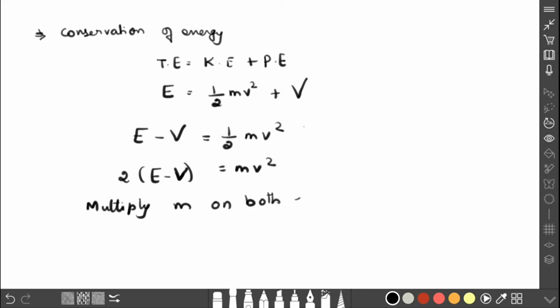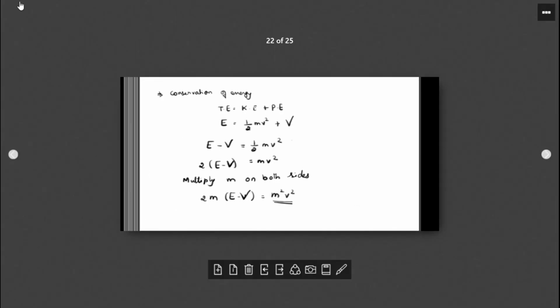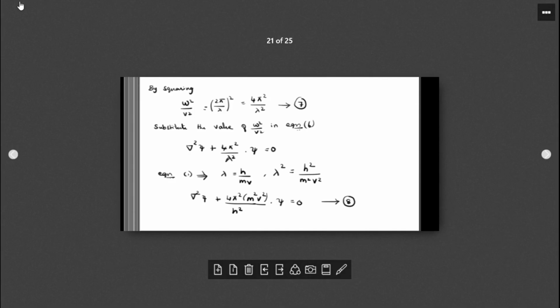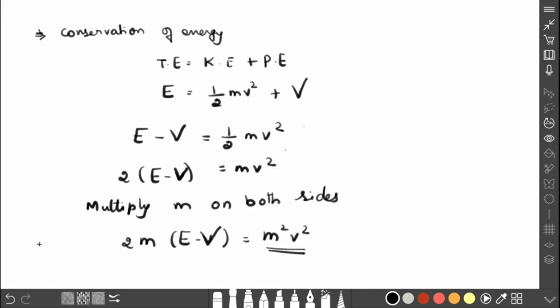So what will happen here? 2m I am multiplying, so 2m into E minus V is equal to m into m, which becomes m square v square. Now you see m square v square value, that is what we considered in equation 7. Now in the place of m square v square, I am going to substitute that value. So the next step I will write in the next page.